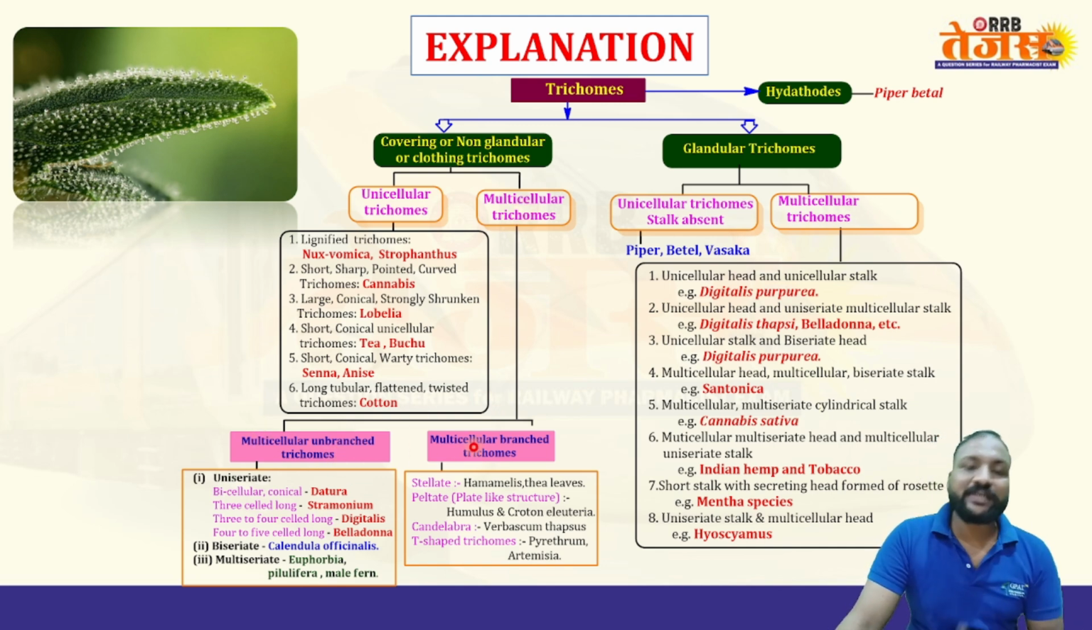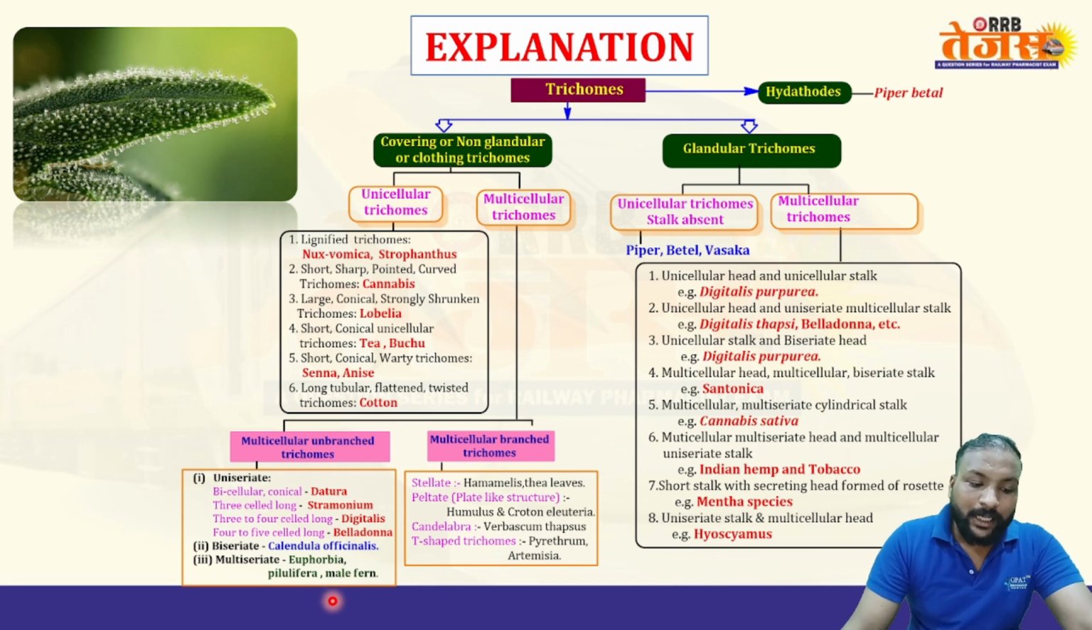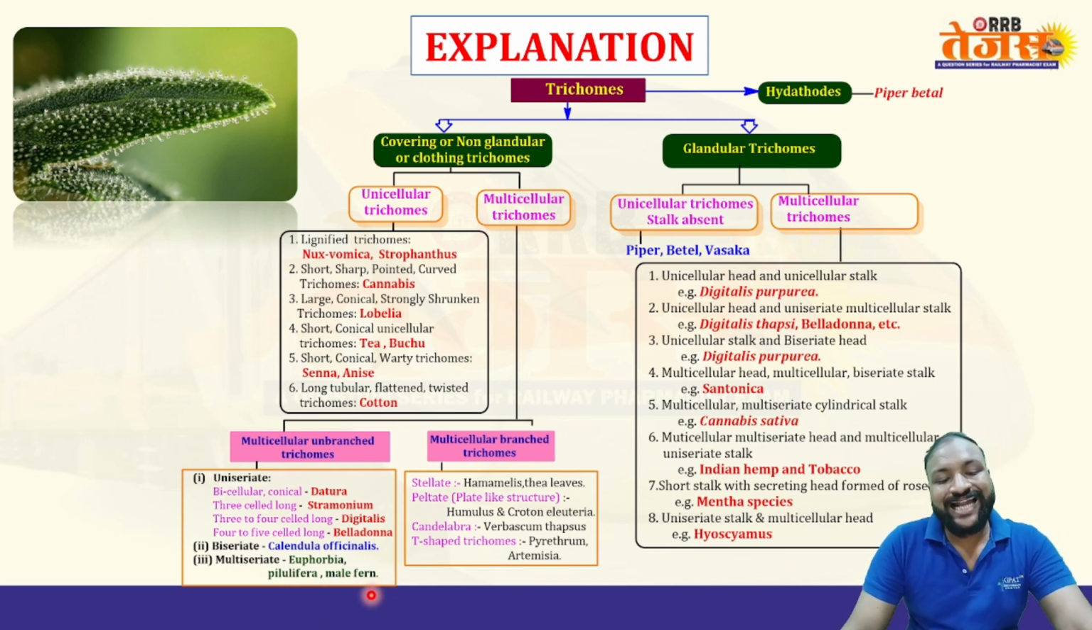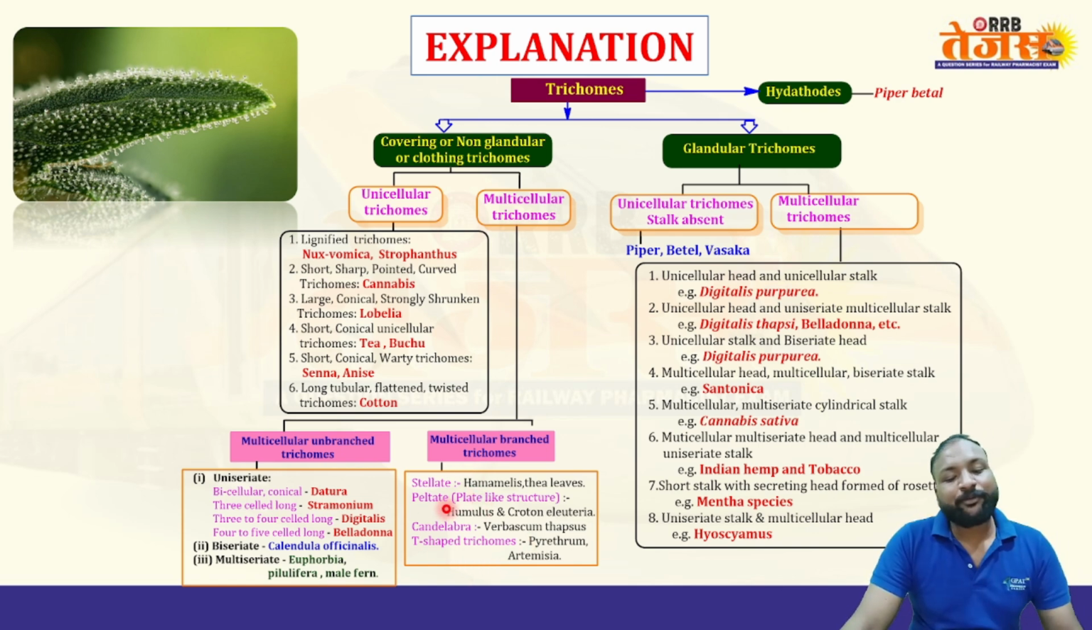Multicellular unbranched and multicellular branched. In the multicellular branched, we have uniseriate. Bicellular conical are datura. Three-cell long trichomes are Datura stramonium. Three to four cell long are digitalis, and four to five cell long are belladonna. In the biseriate, Calendula officinalis; in multiseriate, Euphorbia, polypody and male fern.